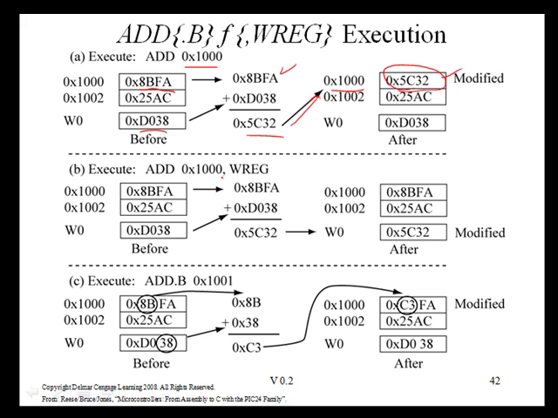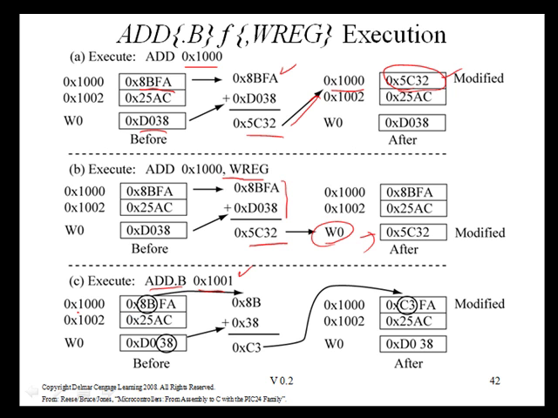Let's now add a WREG as a destination to the end of this instruction. The addition will be the same, except the result will now go to register W0 instead of to memory location 1000. Let's look at a byte form of this instruction. This is going to be add.byte, the byte stored at location 1001, add the result to WREG, and stick the result back in location 1001.